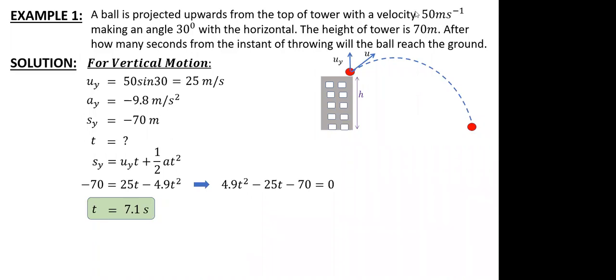Horizontal motion, they are not at all asking us in the question, so not required. Even if they ask for horizontal motion, we know the velocity value. Horizontal component is u cos theta, and you know the time value. If you just multiply, you'll get the total horizontal displacement.